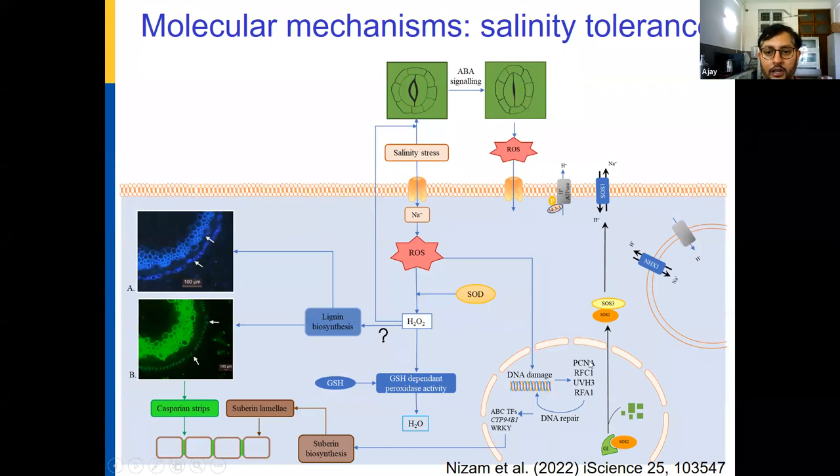So one is DNA damage repair, another is secondary cell wall thickening, suberin biosynthesis, Casparian strip, lignin, neutralization of reactive oxygen species, and then compartmentalization of the excess ions. And then H2O2 also acts in the closure of the stomata, because salinity stress increases osmotic stress, or it disturbs the osmoticum of the plant. So the plants should therefore close their stomata. So H2O2 acts as a signaling molecule for stomatal closure. So this is the integrated mechanism of how the plants survive under salinity stress.